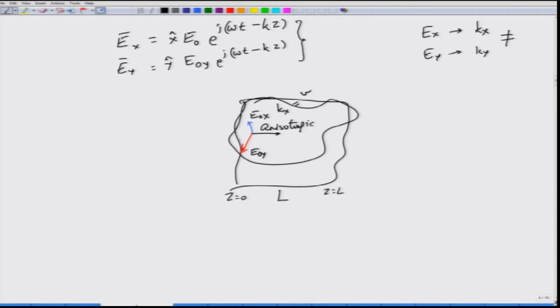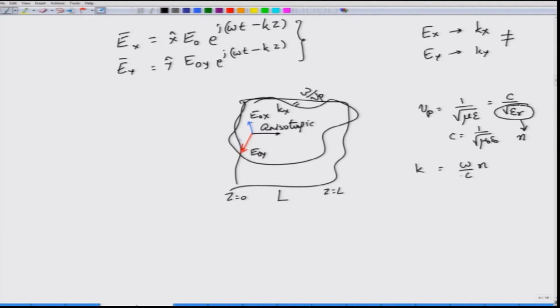Kx is given by omega by Vp, where the phase velocity Vp is given by 1 by square root of mu epsilon. This can be rewritten as c by square root of epsilon r, where c is the speed of light in vacuum, given by 1 by square root of mu 0 epsilon 0, and epsilon r is the relative permittivity of the medium. In optical literature, this square root of epsilon r is denoted by n, standing for the refractive index of the medium. So, I have k equal to omega by c into n.